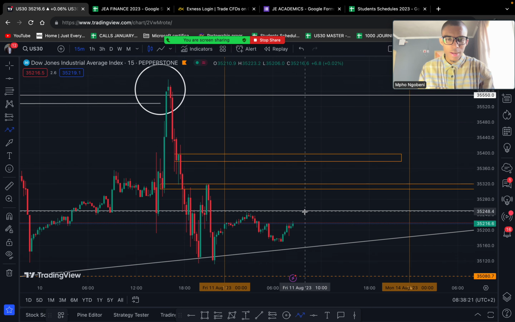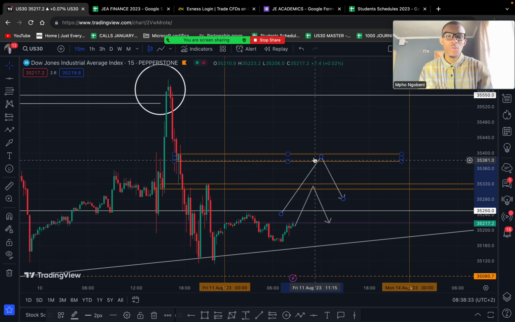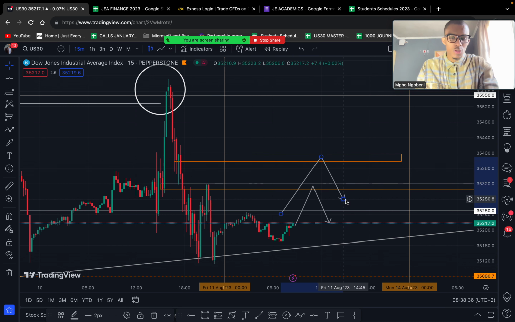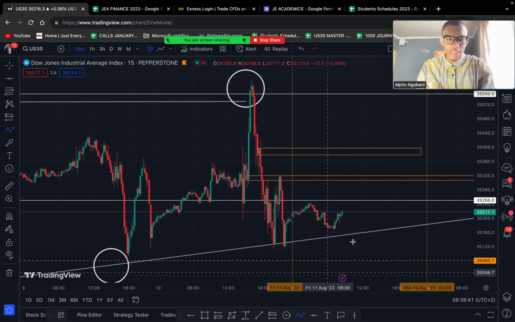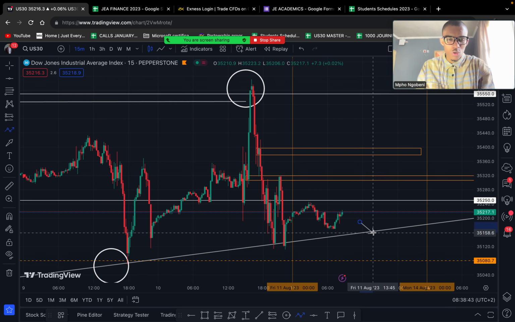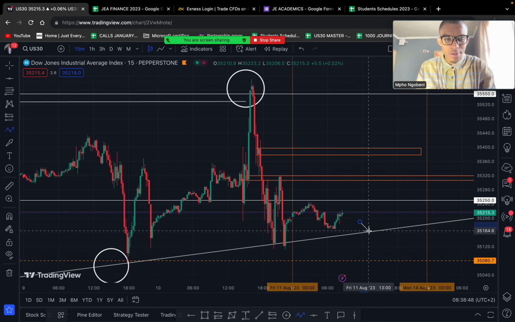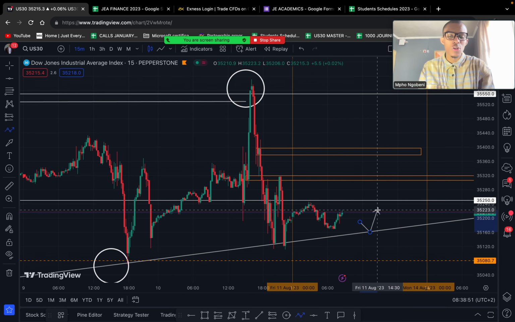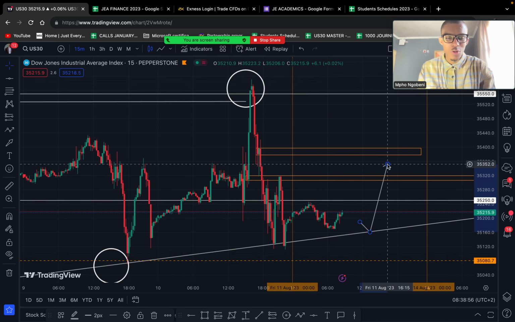So if the market does come to that area, this will be a good place to look for sales. Just check your confirmations at both of those areas. And again, based on the trend, I said this will be a good place to look for buys only if the 3 o'clock candlestick on the 3 hour time frame comes there. That's going to be a good area to look for buys.